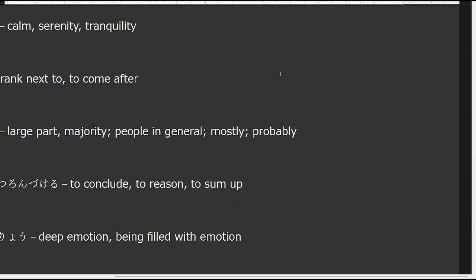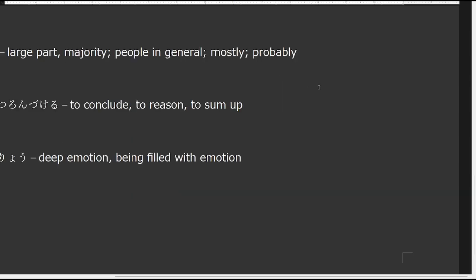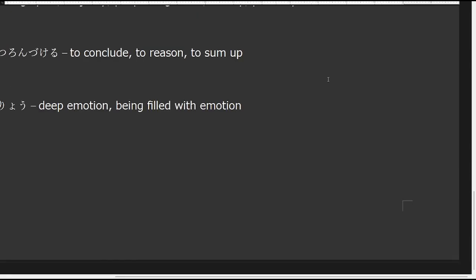Calm, serenity, or tranquility is heisei. Hei on the left side for flat or even, and sei on the right side for calm and peaceful. To come after is tsugu, our new intransitive verb for coming next. Tsugu. Tsugi no tsugi. A large part, a majority, or people in general is okata. With kata here, instead of meaning direction, meaning people. Okata is for the large part or most people. To conclude, to reason, or to sum up is ketsuron zukeru.